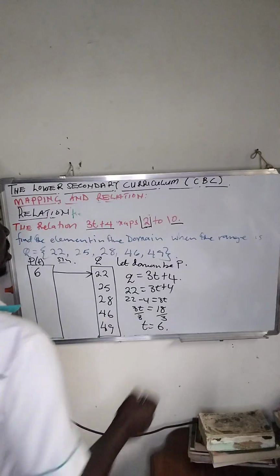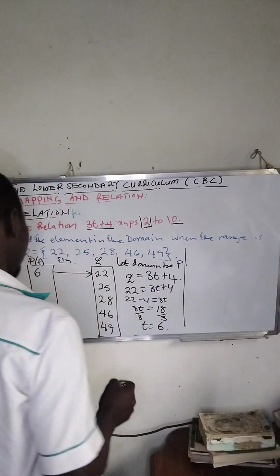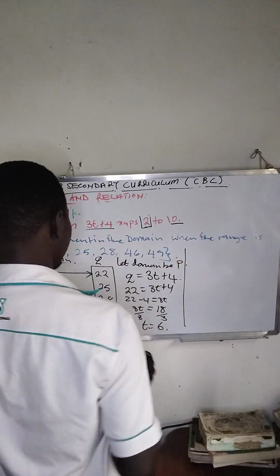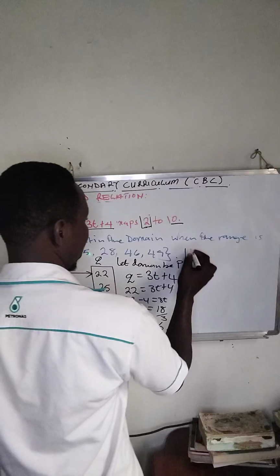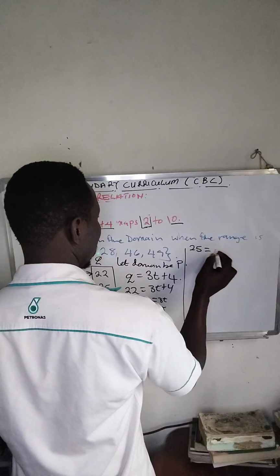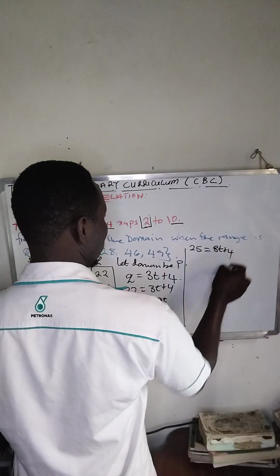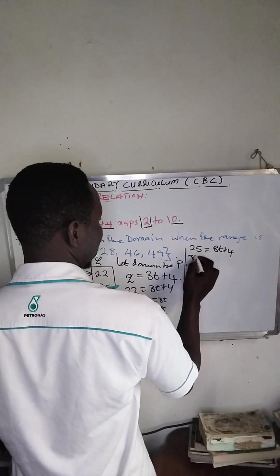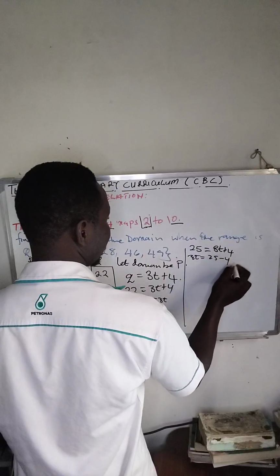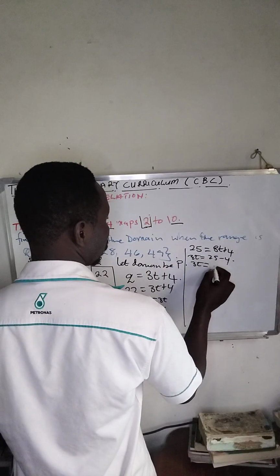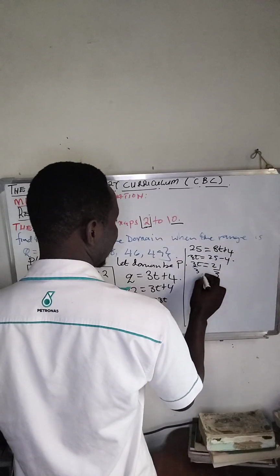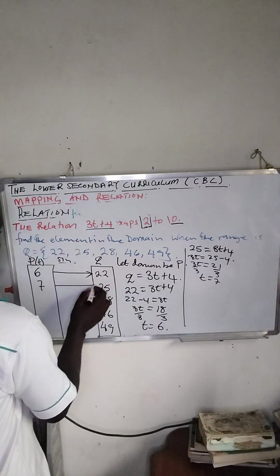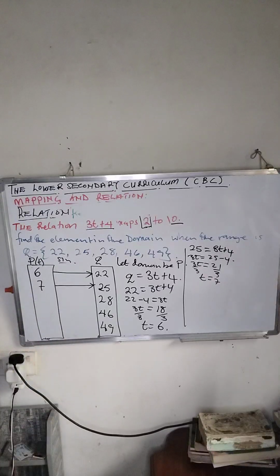We do the same to the other values. Let us first begin with 25. 25 is equal to 3t plus 4. Are we together? The 4 comes this side, and it becomes 3t is equal to 25 minus 4. 3t is equal to 21, all over 3, all over 3. t is equal to 7. Now this 7 is the one that maps to 25.